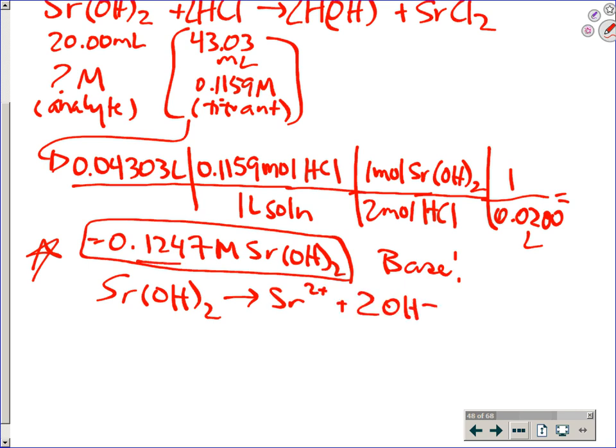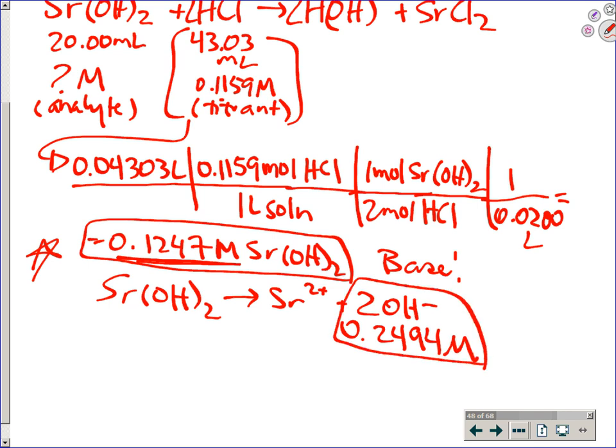So this concentration is not the concentration of hydroxide. What do I need to do to that? Double it. So that's 0.2494 molar. That would be the concentration of hydroxide that you must use to get to pH. Well, can you jump from OH to pH? No. What do you plug it into? Right, so we're going to plug that into the pOH formula.